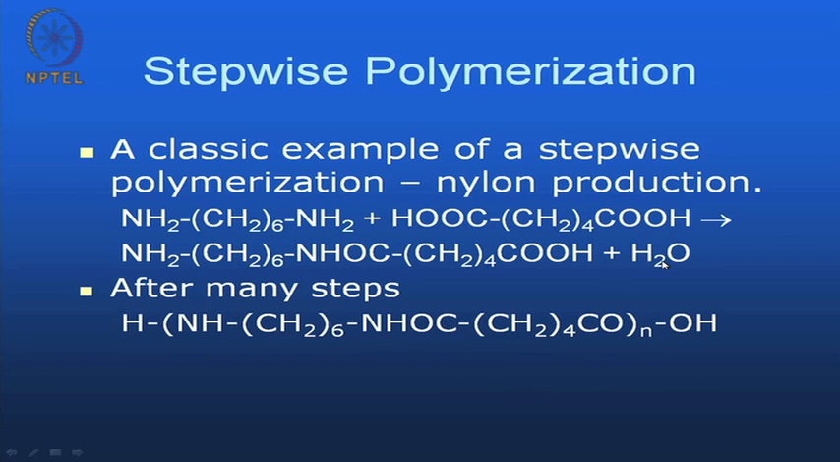produce this one plus water. So, after many steps, what is happening? It will be n number of this whole unit, of which on one side there will be NH2 and on the other side there will be COOH. This side will be called the carboxy terminus, and this side is the amino terminus.